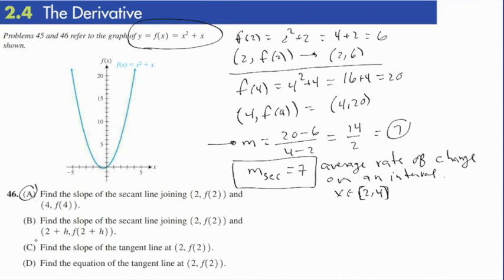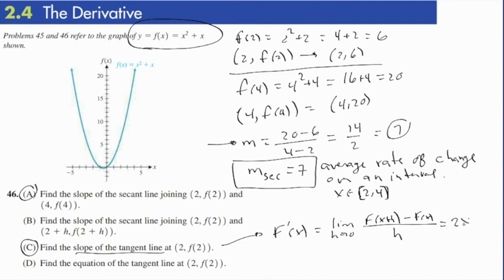That's part A. And to contrast that, part C says find the slope of the tangent line at 2, f of 2. So the slope of the tangent line means we want to find f prime of x, and you're going to use the limit as h goes to 0 of f of x plus h minus f of x all over h. And when you do this, the answer you should get is 2x plus 1.